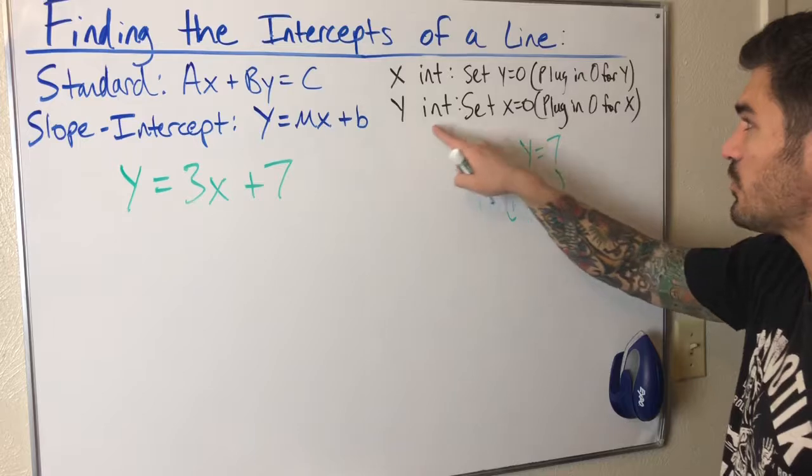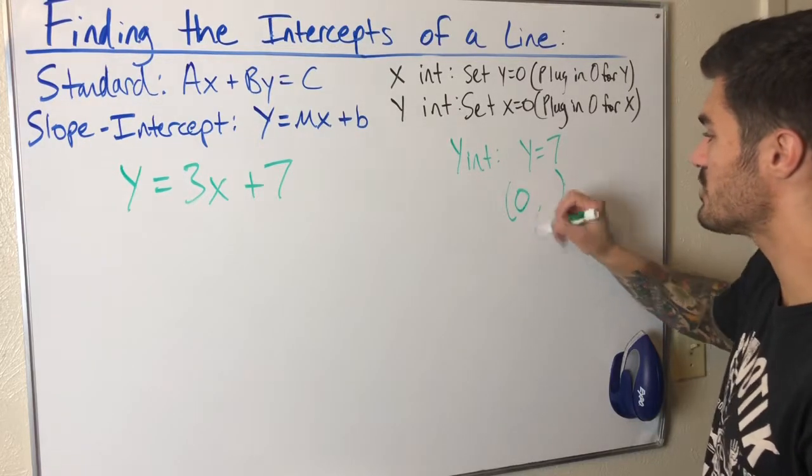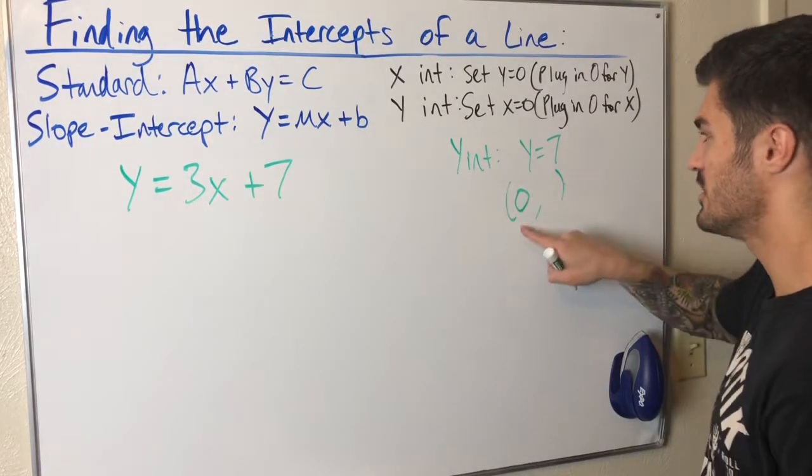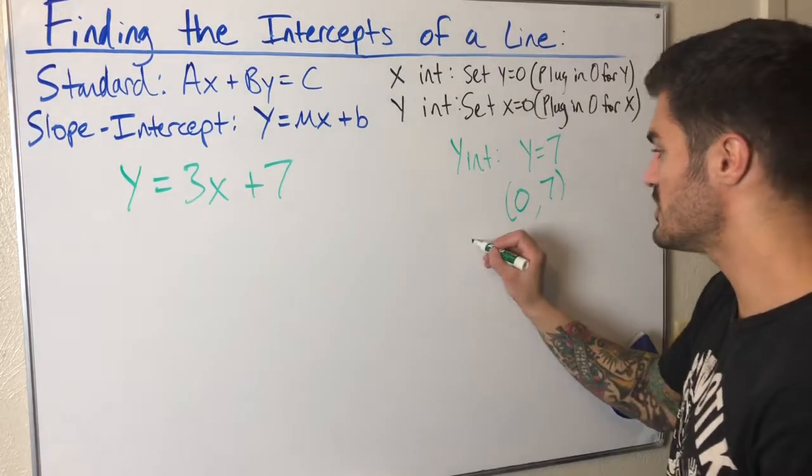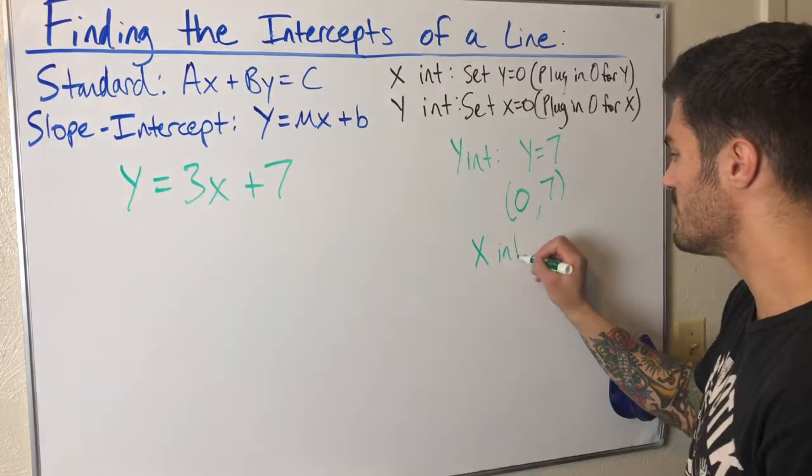And what if I want to express this as a point on the coordinate plane? Well, remember we said that for y-intercept we set x equal to 0. X is always 0 for a y-intercept. And what is y? Well, that's what we solved for. It's y equals 7.